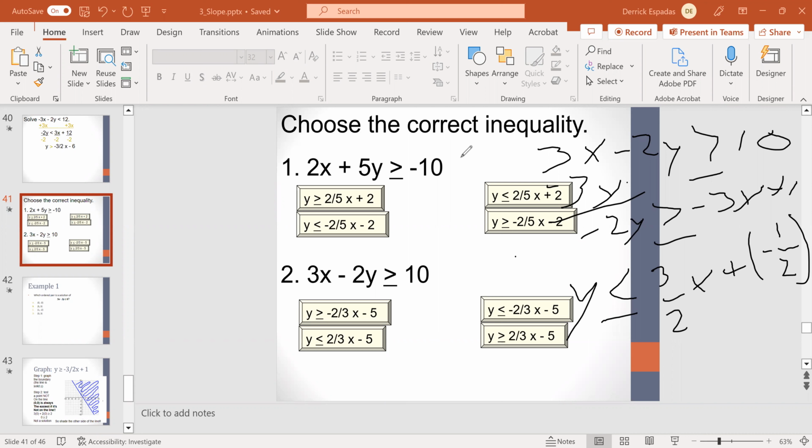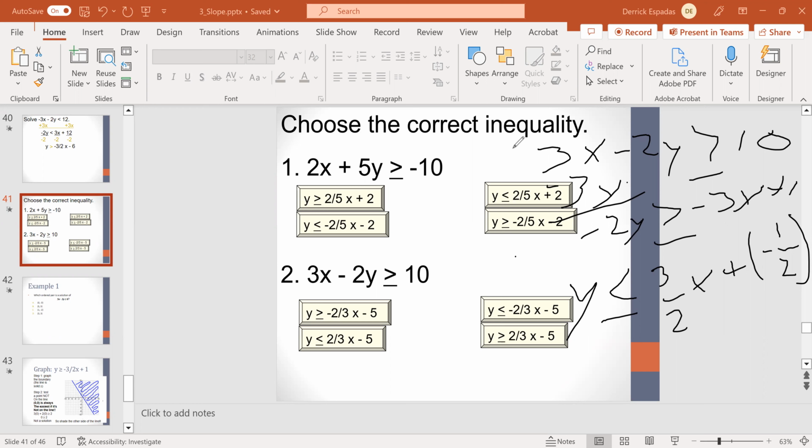Where did I get the 3/2? Did I switch? We're dividing by 3. Where did I make a mistake? We subtracted by 3. We're dividing by 2.